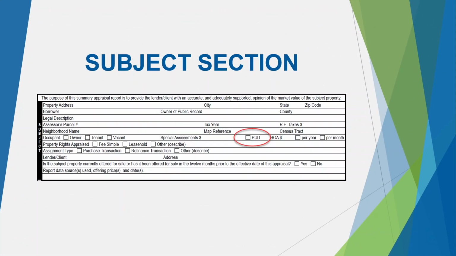The appraisal form used for a PUD is the 1004 URAR, and when trying to determine if the subject is located in a PUD, the PUD box should be checked on page 1 in the subject section, and the HOA amount should be noted and the box checked as to whether the fee provided is per year or month. This was covered in the subject section of this series and can be revisited at any time.